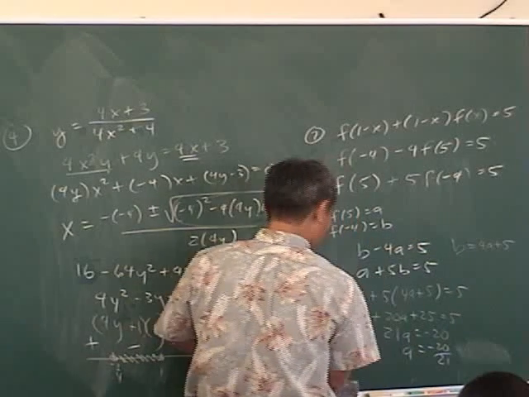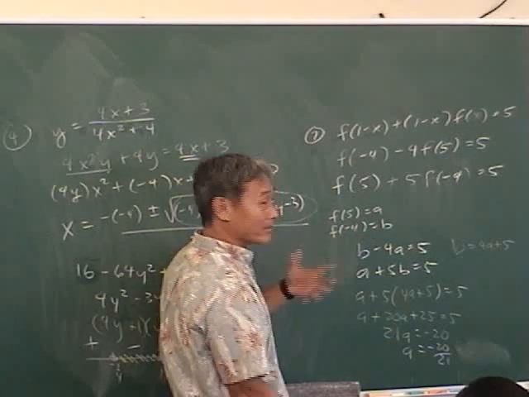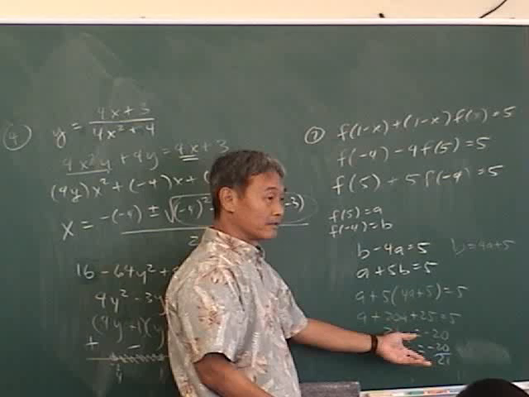So is that the answer, negative 20 over 21? Yeah, because we called A f of 5, and that's what we're trying to find, right? So that's the answer.